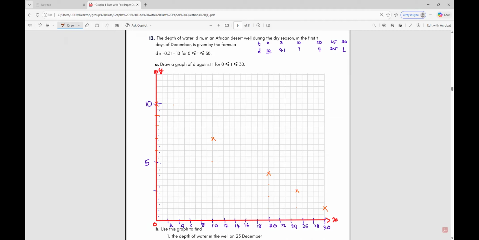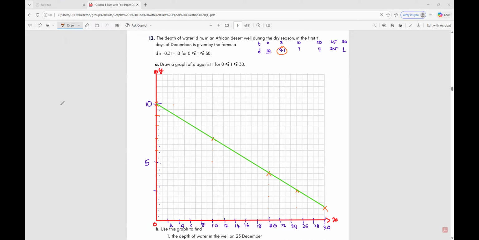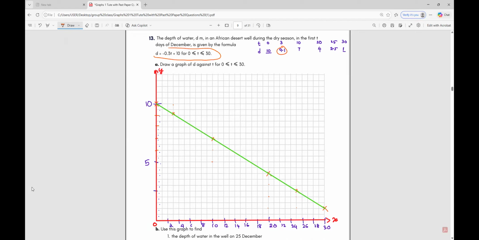I skip this point because I can't mark it exactly. Then draw the line connecting these points. Finally, mark this 9.1. Now I'll mark that point. 3, 9.1 is somewhere here. This is 9, 9.1. So this is the line for this graph.